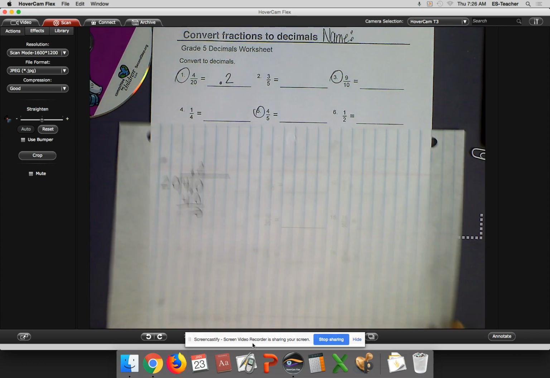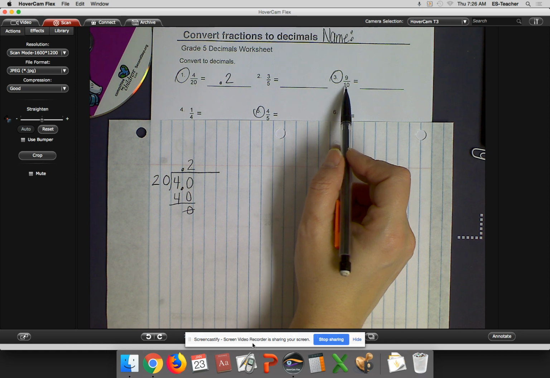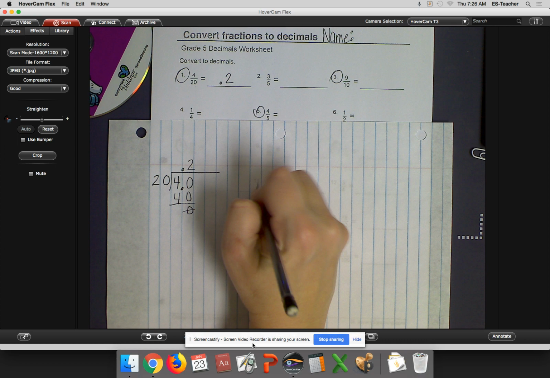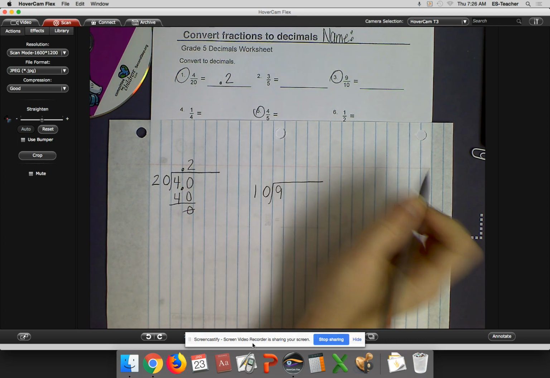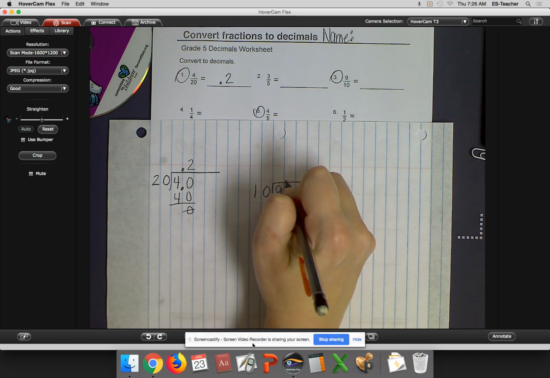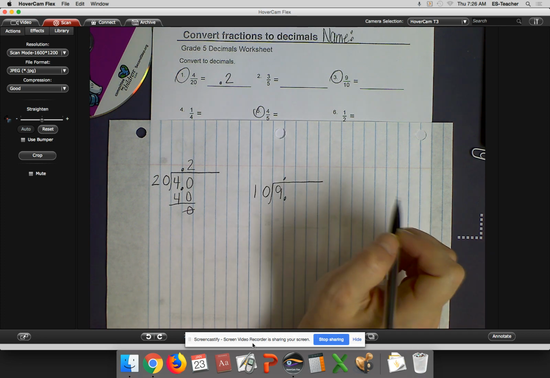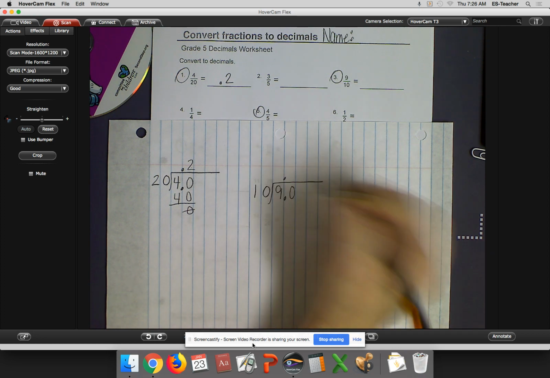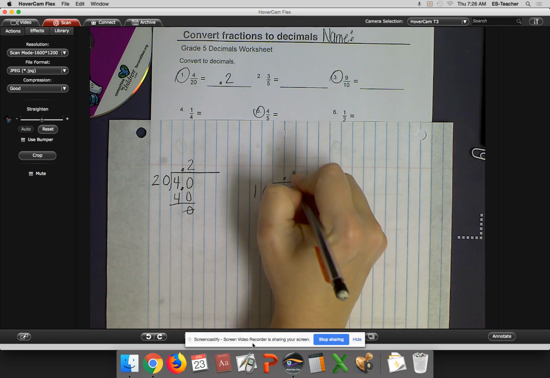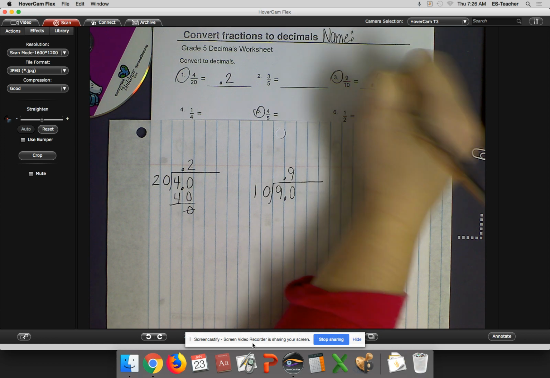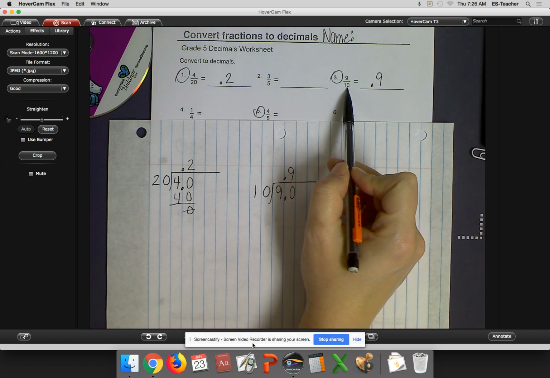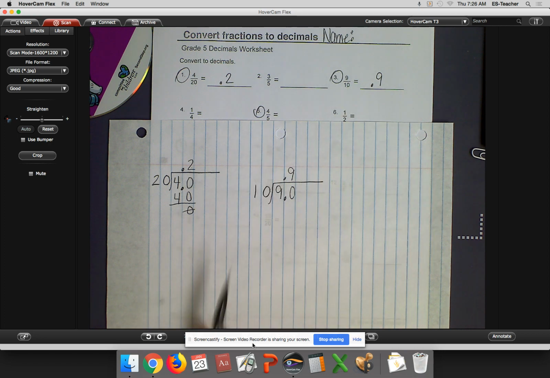All right, and number 3, I have my denominator, which is my dog. My dog's name is denominator. So I'm going to take the denominator, put him outside, and then I'm going to divide it into 9. I can't divide into 9, so I'm going to add my decimal and then bring it up. 10 cannot go into 9, so I add a 0. 10 goes into 90 9 times, okay? So the answer for this one is 9/10. Also, you can just say this one. What is 9/10? What does that look like?